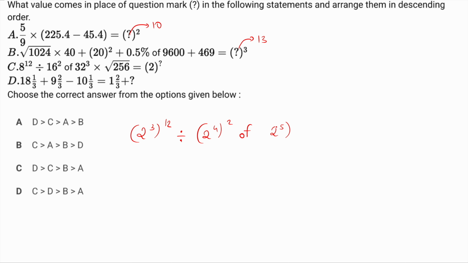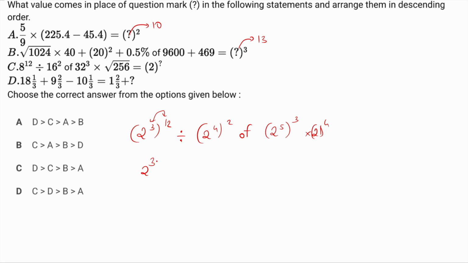32 is 2 raised to 5, the cube of that into root 256, which is basically 16, and I can directly write 16 as 2 raised to the power 4. Okay, now we can simplify these further. 2 cube the whole raised to 12, we can use the law of indices. 2 raised to 3 the whole raised to 12 is 2 raised to 3 into 12.